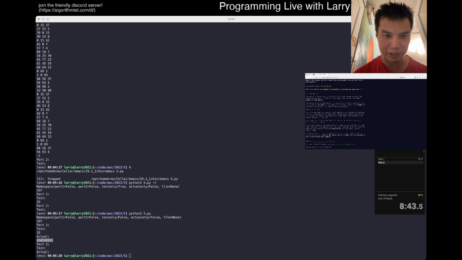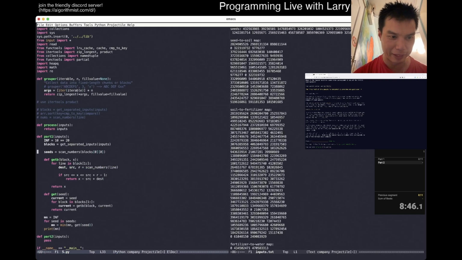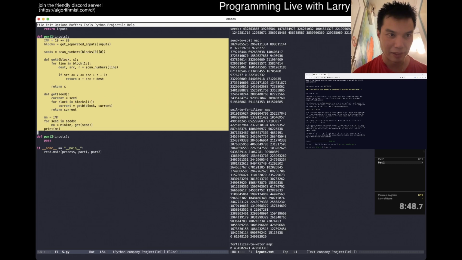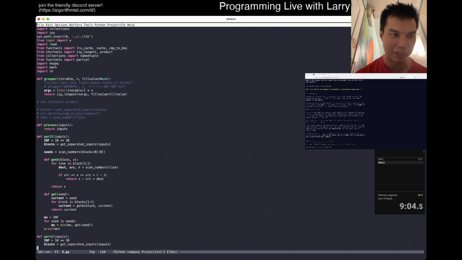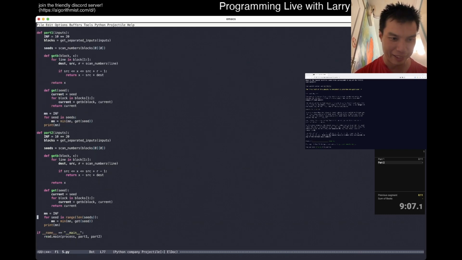Okay, that actually should be pretty straightforward if I am not being an idiot. For seed and seeds, how did there's a thing to skip it every two, but I think that I actually even have it on top for grouper, but whatever. Yeah. Get seeds of I plus 1.